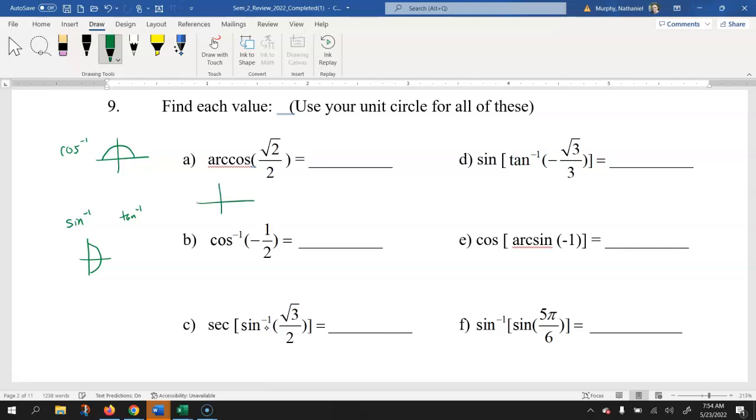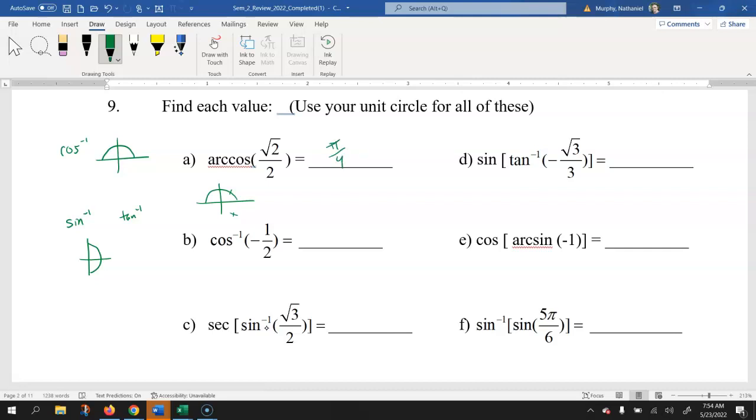Remember, we're just looking at quadrants 1 and 2. So even though there's a value down here, where cosine would be positive square root of 2 over 2, we don't care about it because that's not in our restricted domain. So this would just happen at pi over 4 radians.